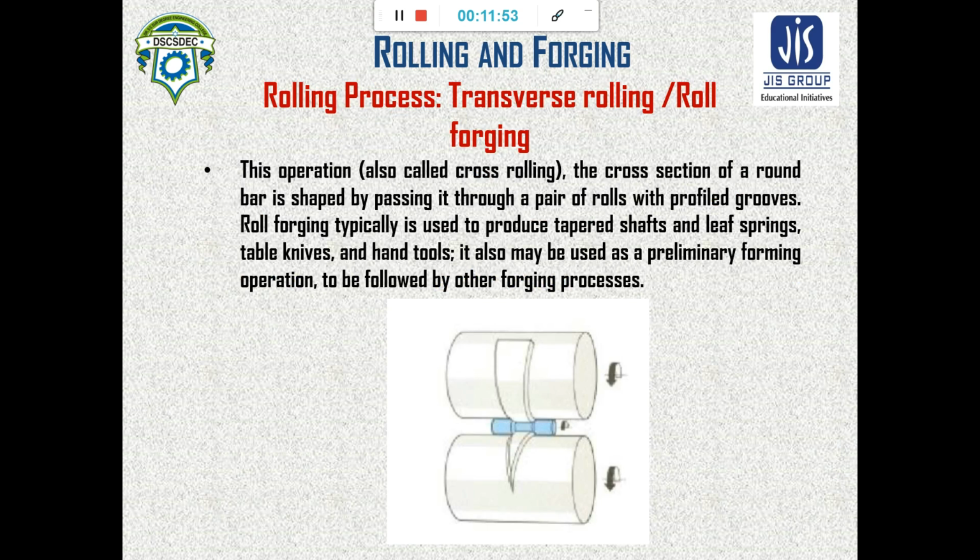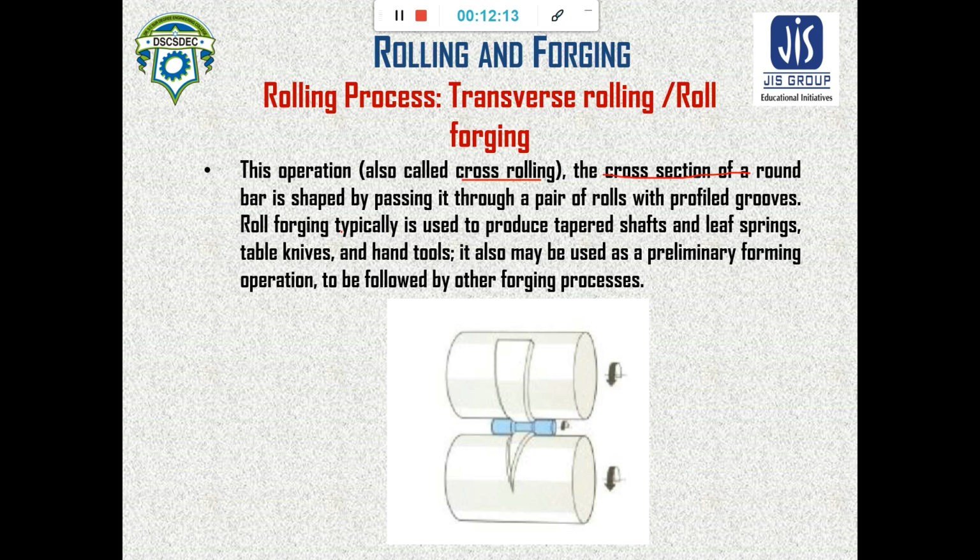Now we will see the various types of rolling. First is transverse rolling or roll forging. This operation is also called cross rolling.